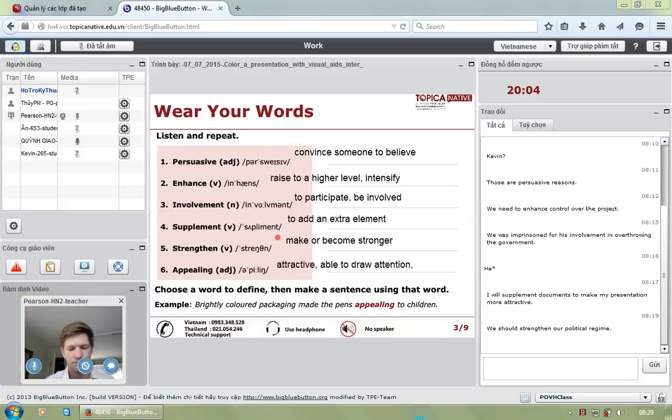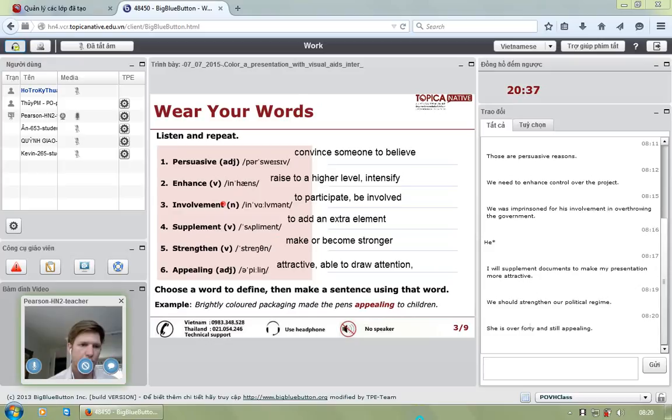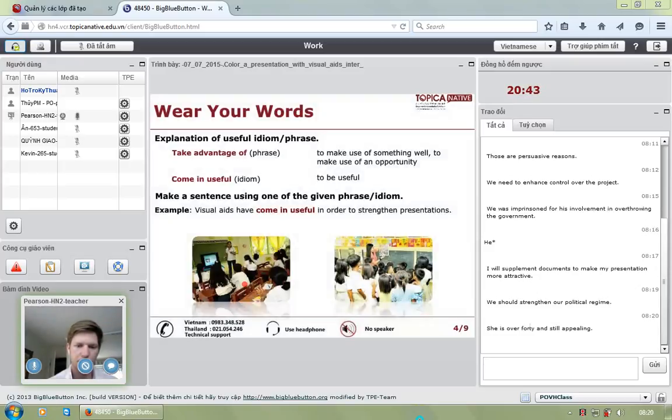Okay, and can you use appealing in a sentence? Yeah, she is over 40, but she is so appealing lady. She is over 40, but, I want to say but, or and, she is over 40 and appealing. Still appealing? Yes. Okay, good. All right, good job, everyone. We did very well on vocabulary today.